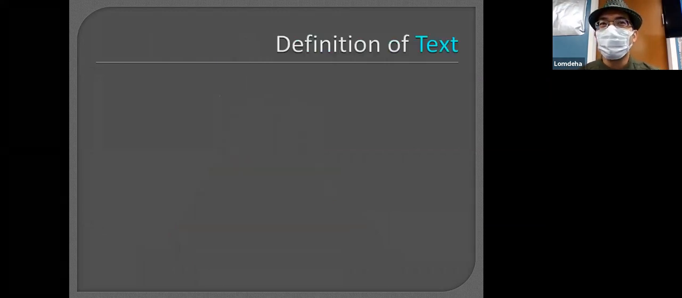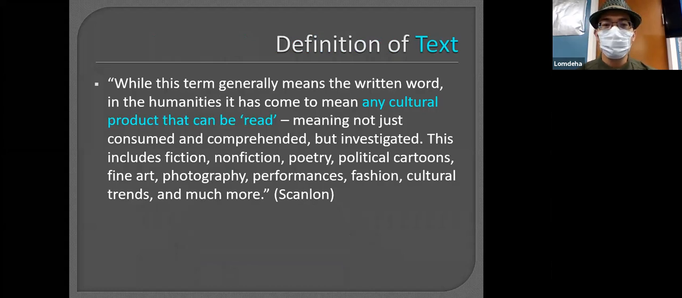Speaking of text, you notice that we use a different definition of text here, right? When you think of text, what do you think of? Words, right? So in this class and in rhetorical analysis, the definition of text is the blue part, but I'm going to read the whole thing.